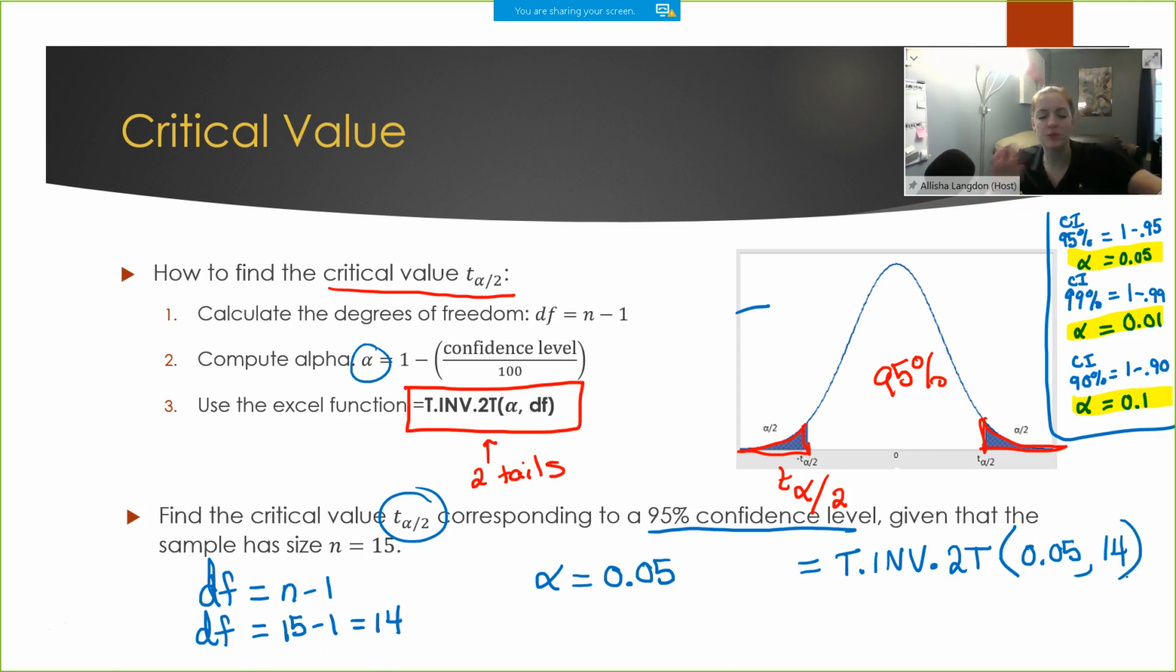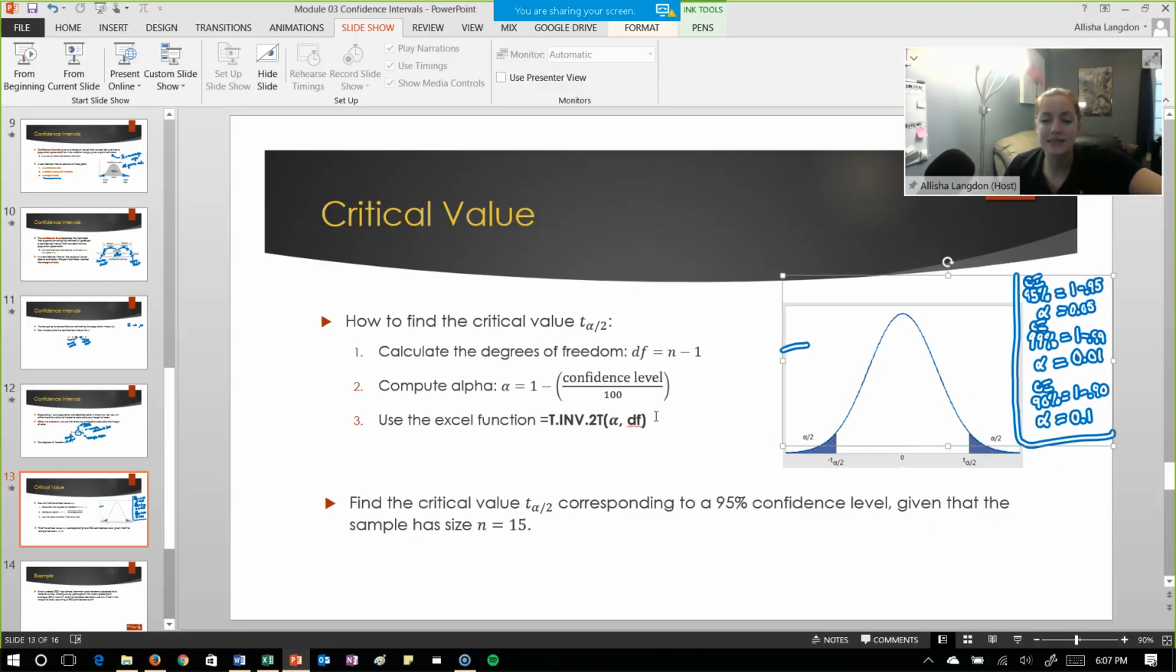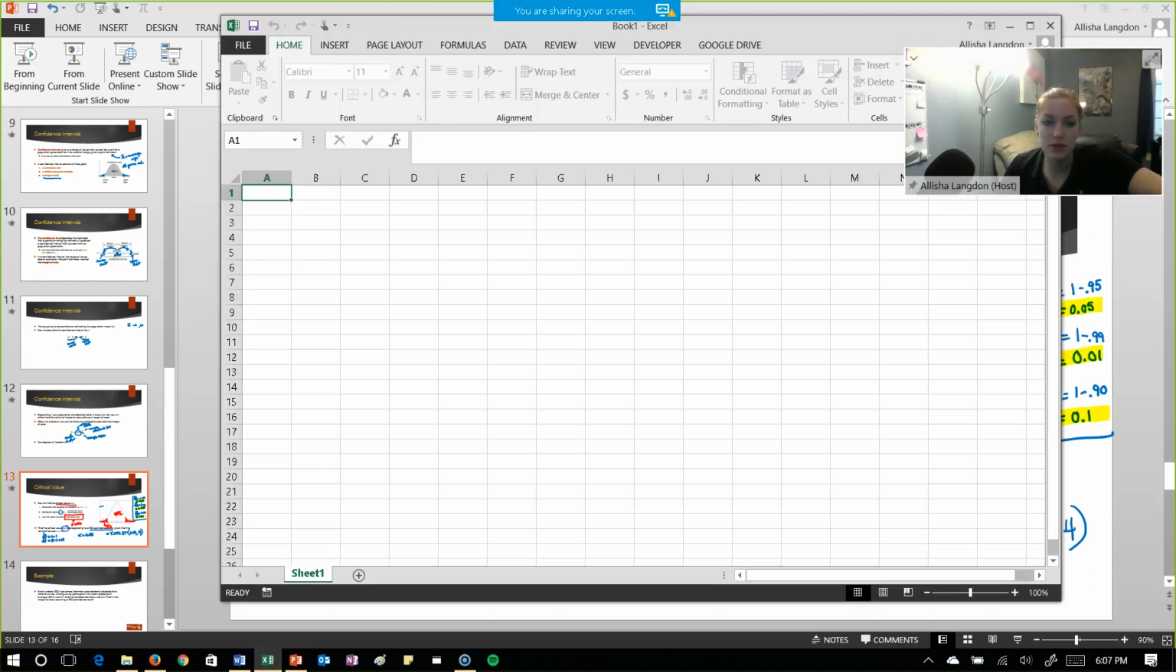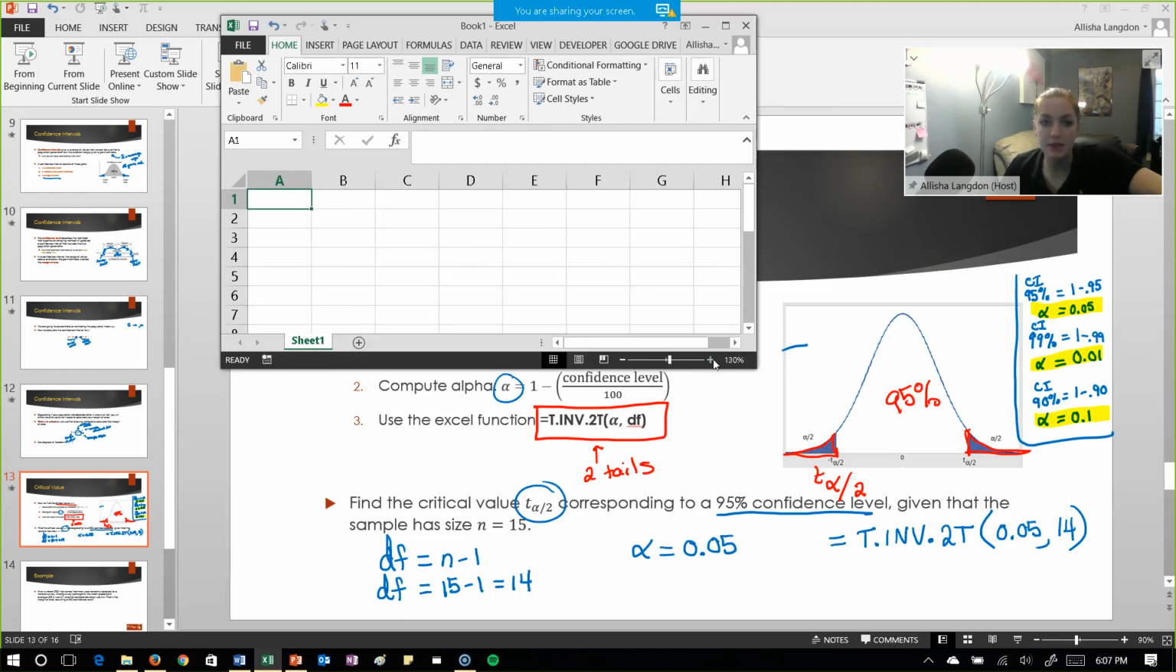Now, could you do that all in one step? You sure could, but take it step by step, especially when you're starting out, okay? So we're going to open up our Excel to do some calculations. So this is going to be our T critical value. Let's just call it critical value.